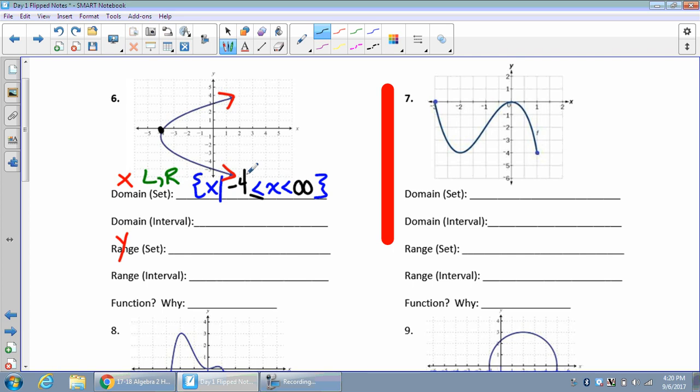For the interval notation, we're going to pull our 2 values like so. Or equal to means this gets a bracket. Can't equal infinity, this gets a parenthesis.